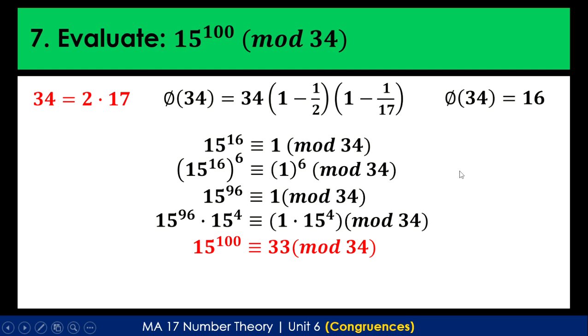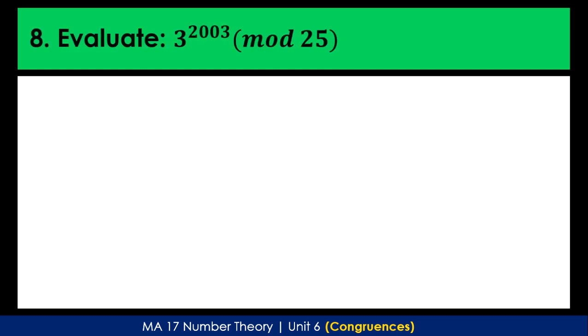Let's have another example. Let's try to evaluate 3 raised to 2003 modulo 25. Let's have the prime factorization of 25. That is 5 squared. Here, the prime factors, there's only one, which is 5. So we don't need to repeat that. Just get the one, which is 5.